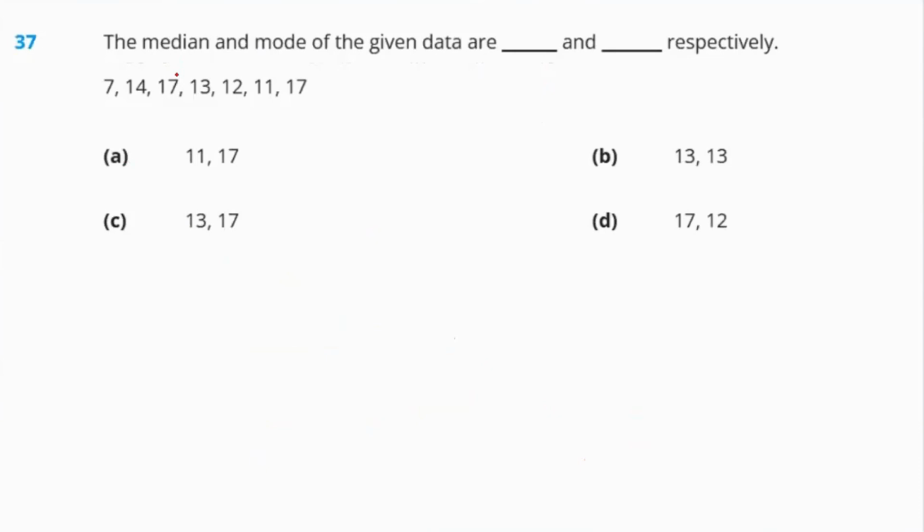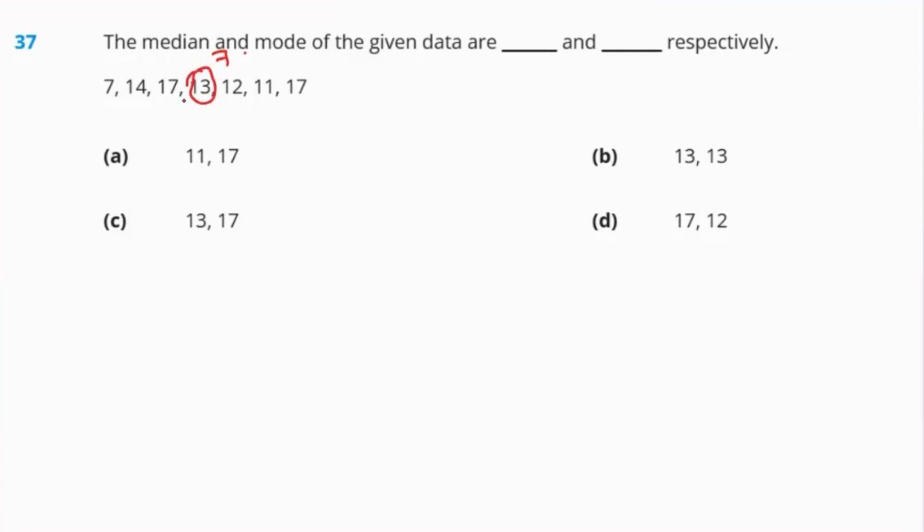The median and mode of the given data are dash and dash respectively. Median means the center number, the number which appears in the center. Mode is the frequently appearing number, the number which appears many more times in that distribution. Here there are total 7 numbers. So when we check, the median is the center number.